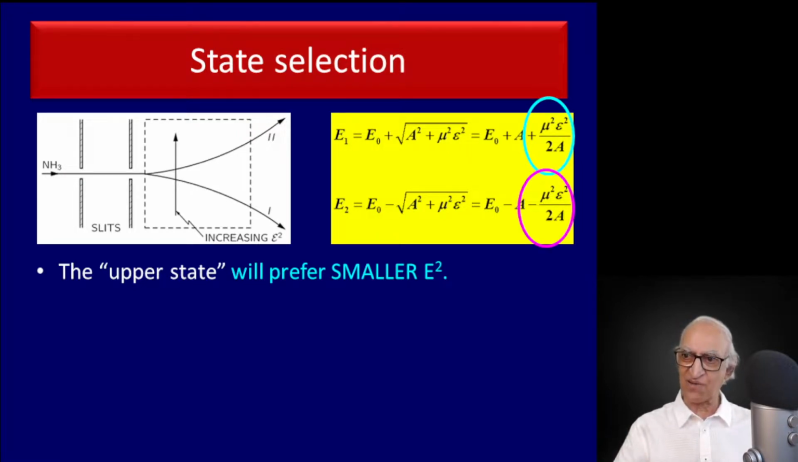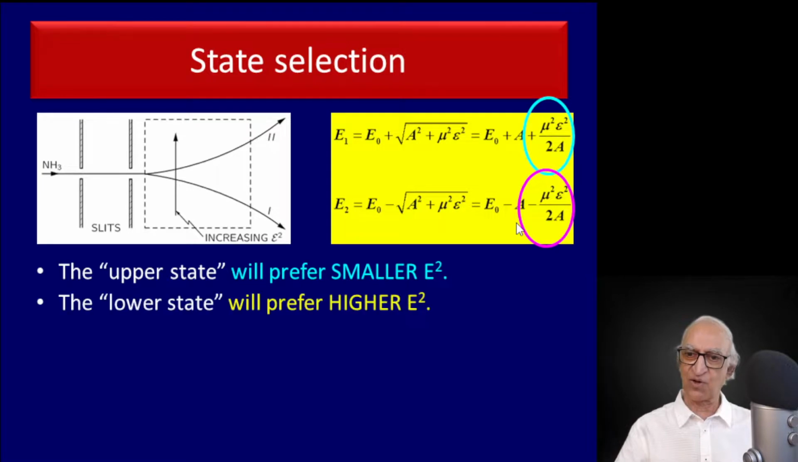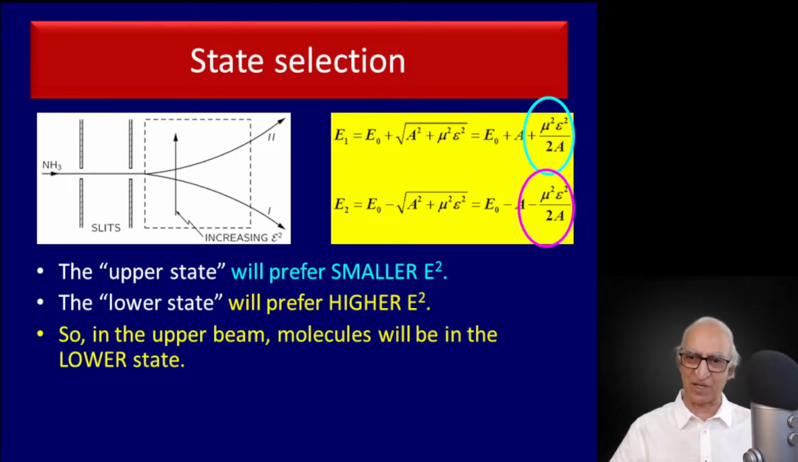Now let's look at the lower level. Its energy is also proportional to E squared, but it is proportional to minus E squared. Therefore, the lower level will prefer a region of higher E squared. The larger the E squared, because of the minus sign, the lower its energy. So that is the clever thing that Charlie Townes and his collaborators did, by creating a gradient of the square of the electric field. So this beam will split into two beams.